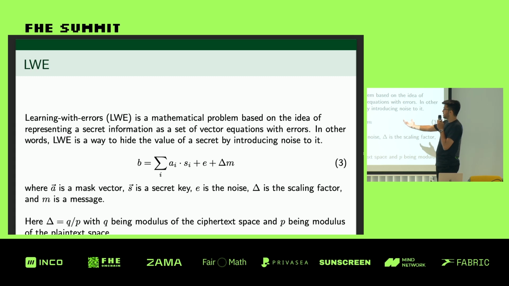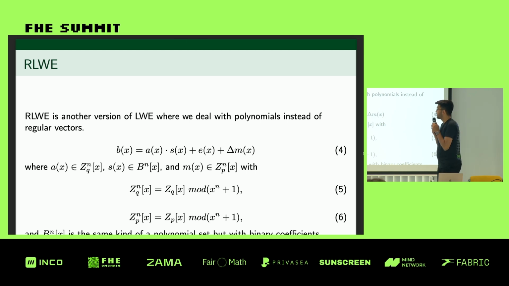And we're taking the inner product of the vector A and the vector S, which is the secret key, adding the noise, adding the message, and then we have the B. At the end of the day, the pair A and B is our ciphertext. So this is regular learning with errors, but we have a different version of it, called RLWE, or ring learning with errors.